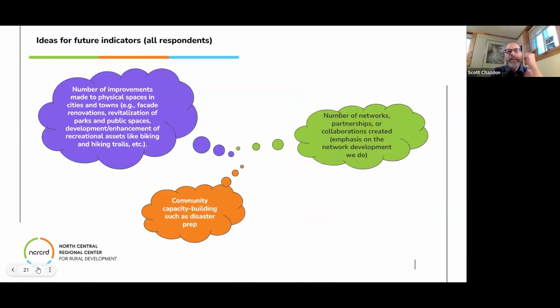And then some other areas, some ideas for future indicators on a couple slides. One idea about number of improvements made to physical spaces in cities and towns. One about community capacity building, such as disaster preparation. One about number of networks, partnerships, or collaborations created.